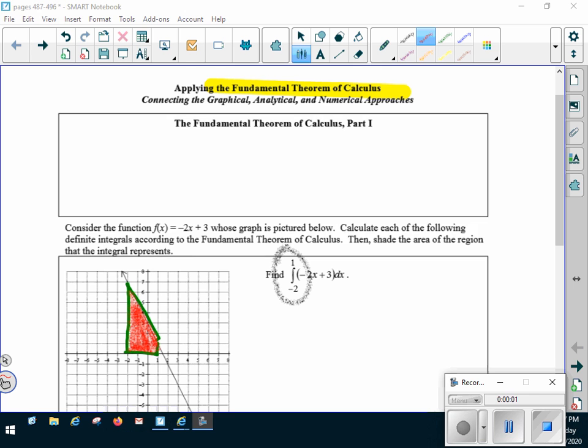Yep. We are going today to learn the fundamental theorem of calculus, and this is a huge, huge deal. Now, the fundamental theorem of calculus has two parts, and we're going to talk about part one today.